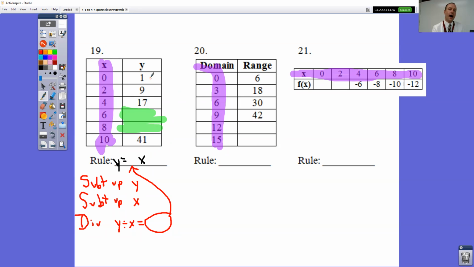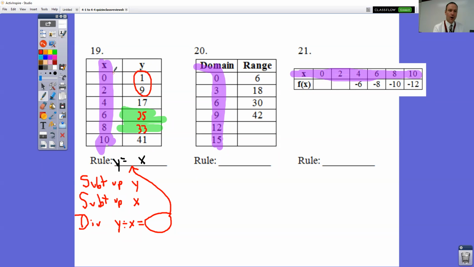Going down the y column, 1, 9, 17. What we're doing is adding by 8 each time. So 17 plus 8 is 25. 25 plus 8 gives me 33. Now, we need to use subtract, subtract, divide to find the number in front of the x. We're not just putting 8 there. 8 is wrong because our x column goes by 2s.